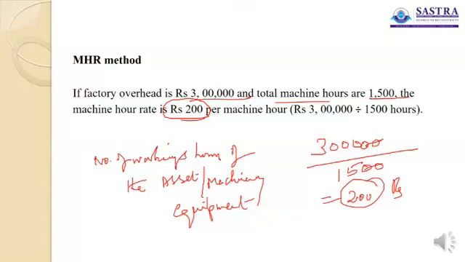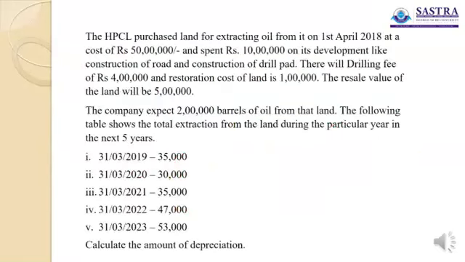Let us go to another method of depreciation. Here, HPCL purchased a land for extracting oil, so come to a conclusion: this is based on which method? Depletion method. Depletion method of providing depreciation. Extracting oil from it on 1st April 2018 at a cost of rupees 50 lakhs, and spent rupees 10 lakhs on its development, like construction of road, construction of drill pad and others.